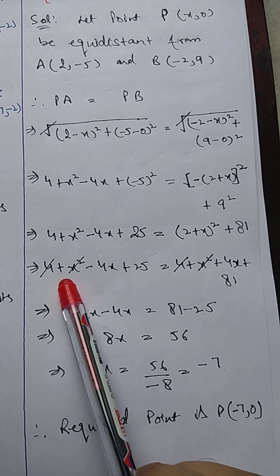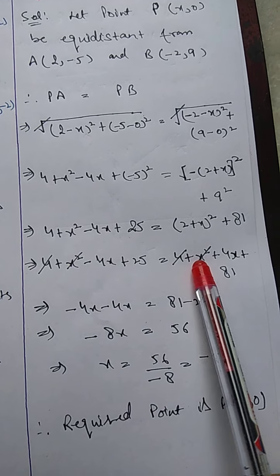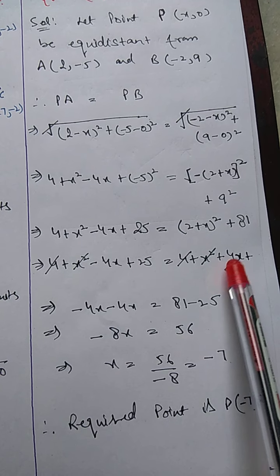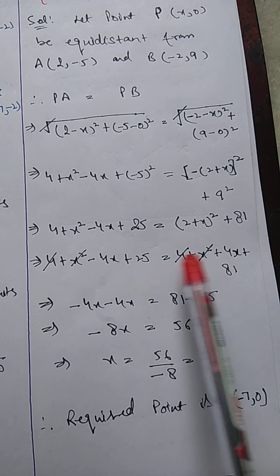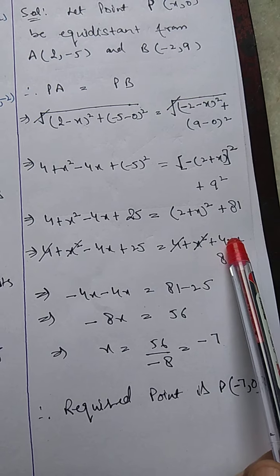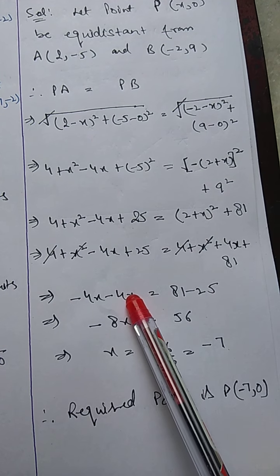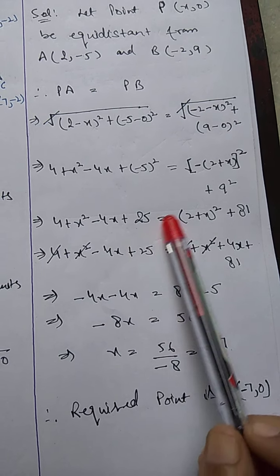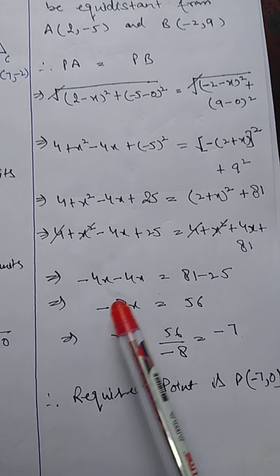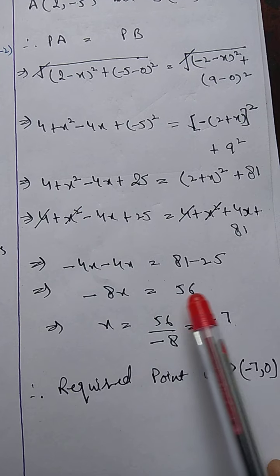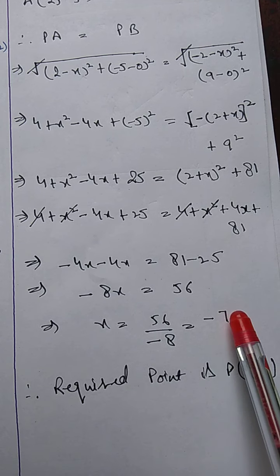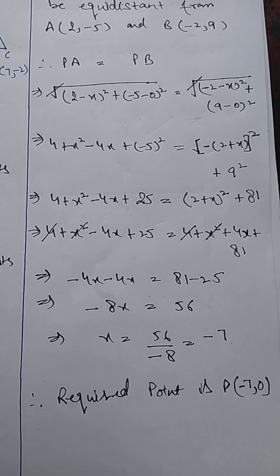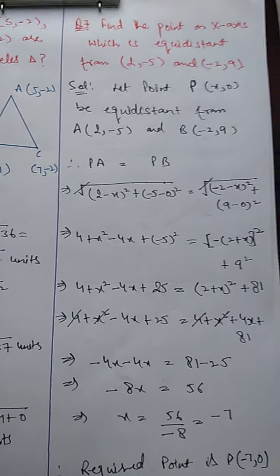The 4 gets cancelled out, and x square gets cancelled out, because they are the same on both sides. So it's minus 4x plus 25 equals plus 4x plus 81. When we transpose plus 4x from the RHS to the LHS, it becomes minus 4x, and 25 goes to the other side as minus 25. It becomes minus 8x is equal to 56, that is x is equal to minus 7. So the required point is P (-7, 0), which is equidistant from the given points A and B.